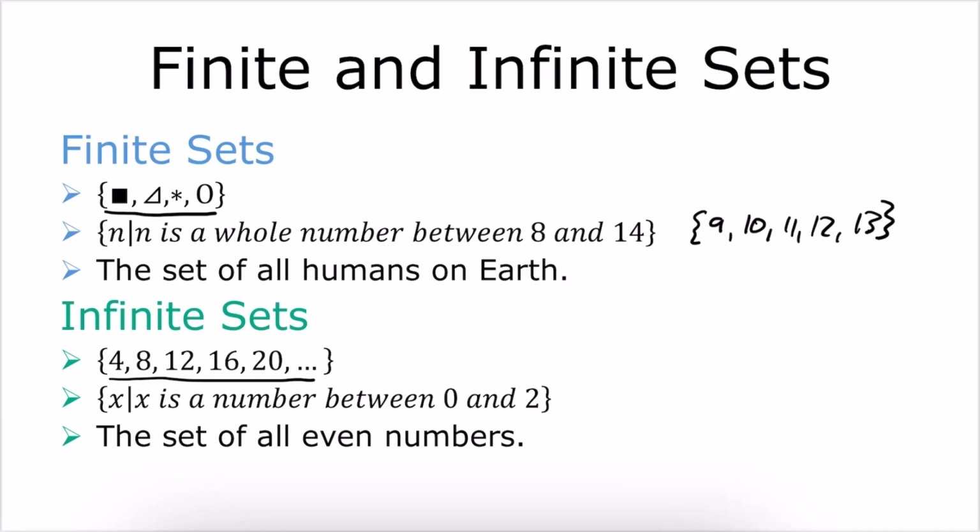Or if you had the set of all x such that x is a number between 0 and 2, well, if it's just numbers and not whole numbers, there's an infinite number of numbers between 0 and 2 because you have 0.1 and 0.00001, and you have an infinite number of decimals and fractions and irrational numbers between 0 and 2. And so that's what makes that an infinite set.